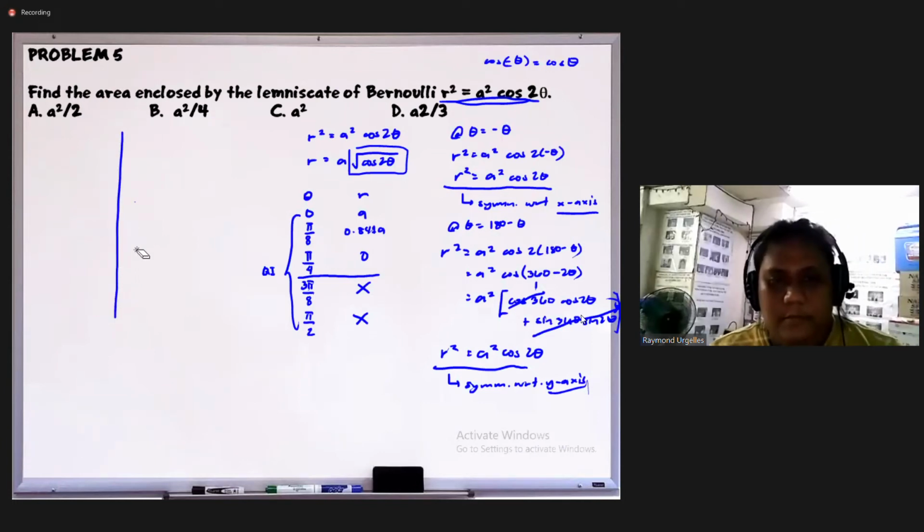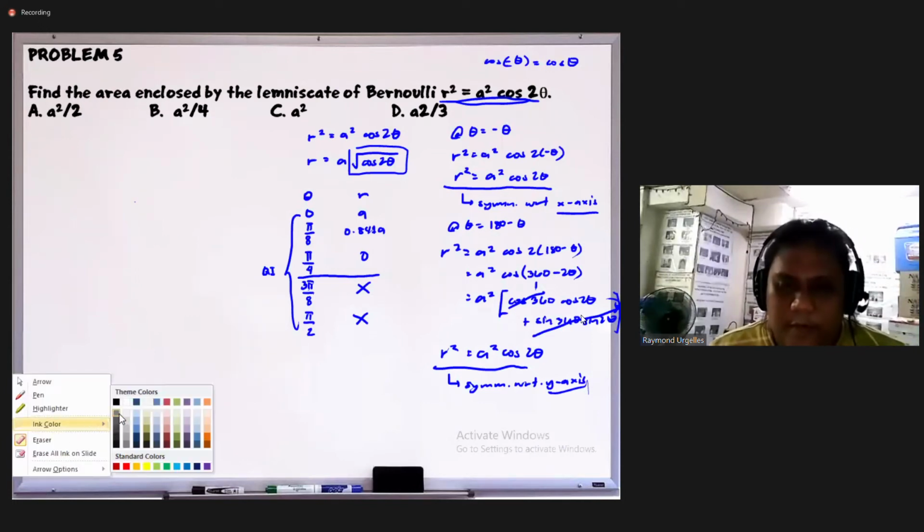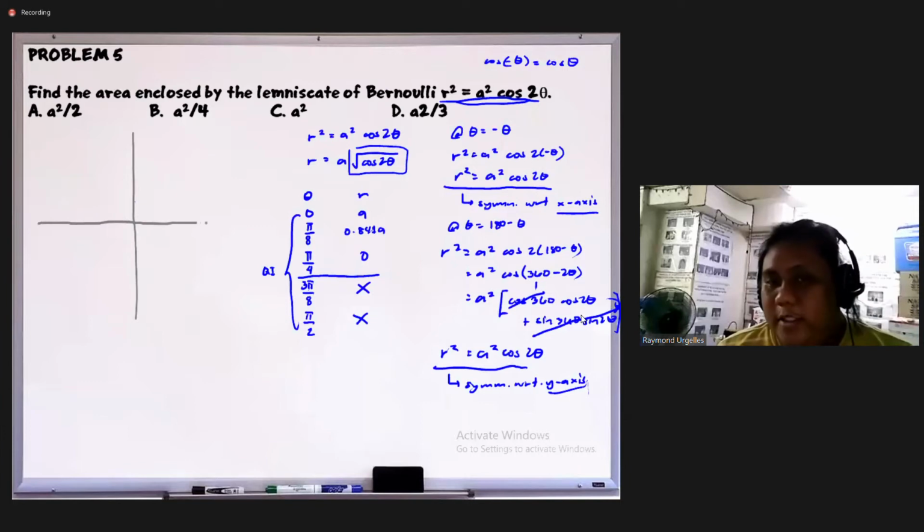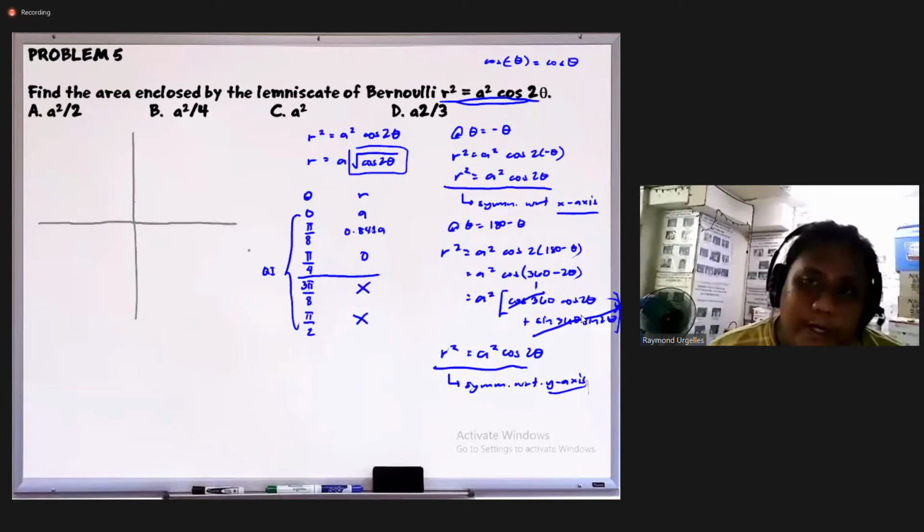Okay. So actually makakatulong din sa atin yan pagdating sa integration. Kasi kung symmetric siya with respect to the x and the y-axis, pwede nating hatiin yung curve sa 4 parts. Solve lang natin yung area ng 1 part, then multiply lang natin ng 4. So magiging mas maikli yung ating limits of integration. Okay.